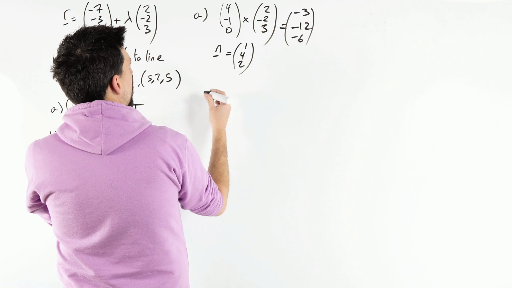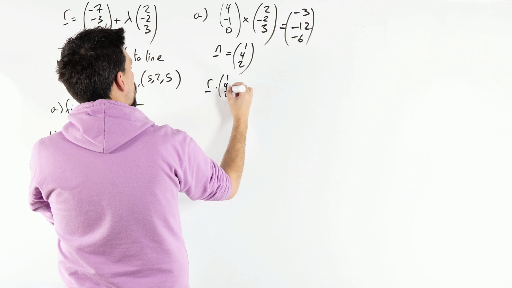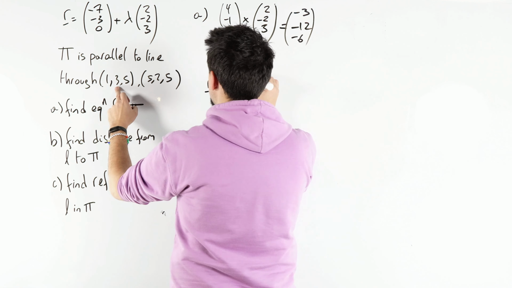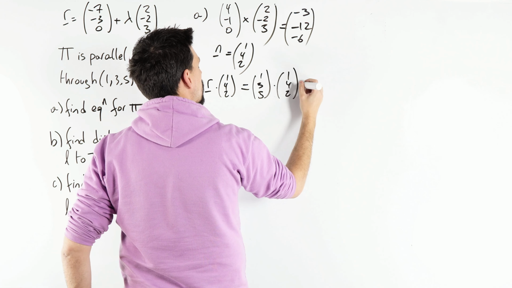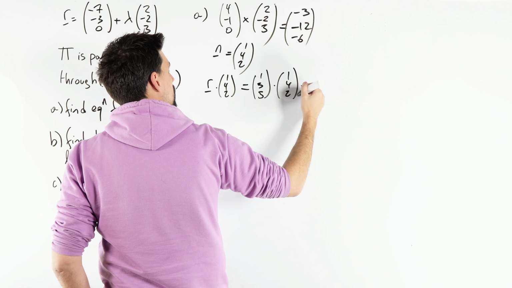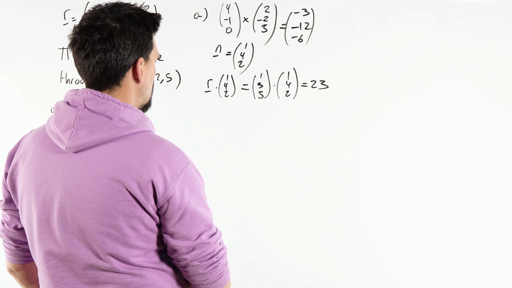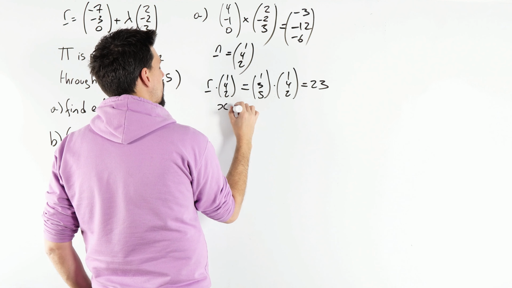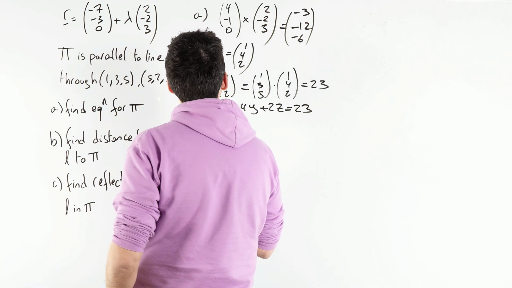So the equation for the plane will be r dotted with 1, 4, 2 is equal to, I just need to take a point dotted with 1, 4, 2. So let's just take 1, 3, 5 dotted with 1, 4, 2, which in our case here is 1, 12, 10, so 1, 13, 23. Okay, i.e. x plus 4y plus 2z is 23.